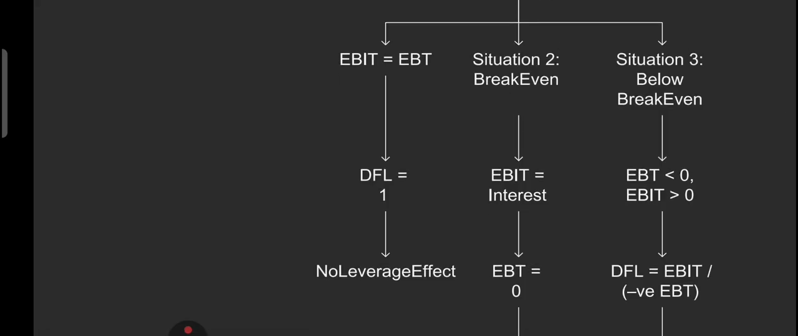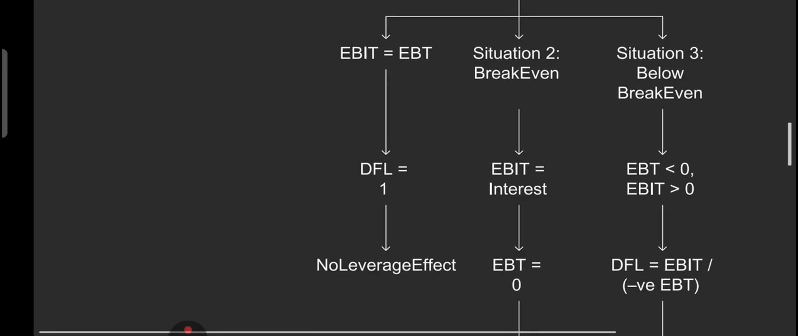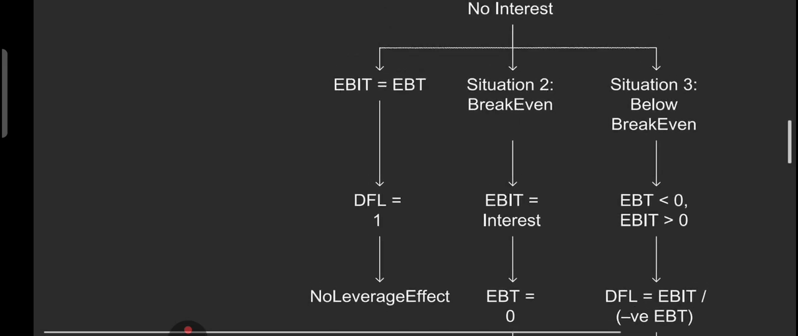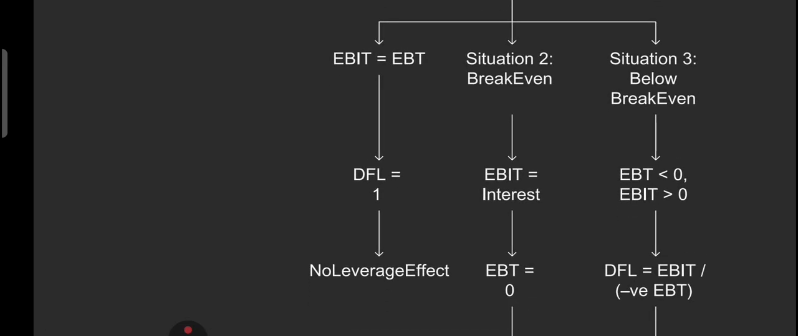You should know the meaning of DFL equal to 1. Whenever DFL is equal to 1, it means EBIT and EBT both are equal. It means that no debt has been taken, no leverage effect is there, and profit changes in line with the operating income. Safe but limited upside. It is quite safe, but there is no chance of gaining too much. That is why upside is limited.